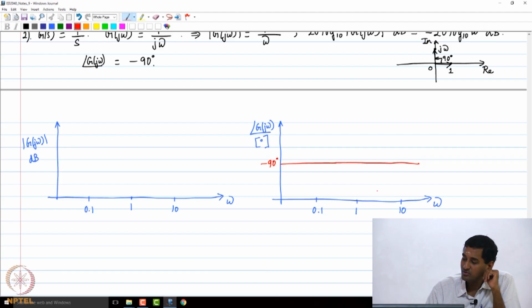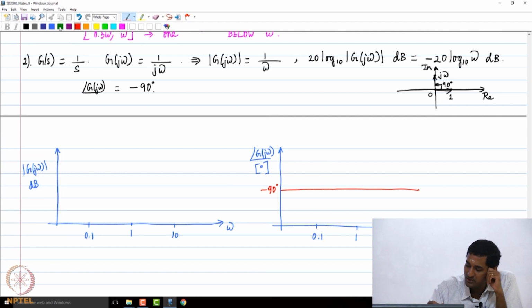But how can I plot the magnitude plot? That's going to be minus 20 log omega. So essentially when omega is equal to 1, what is the value? Let's say you substitute omega equals 1 radians per second in this magnitude value. What do you get? What is log of 1 to the base 10? 0. So you get, let's say, this is my 0 decibel value.